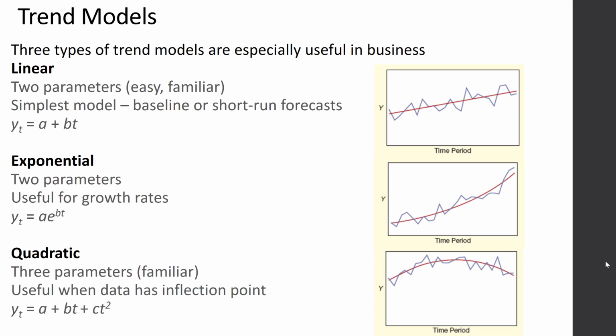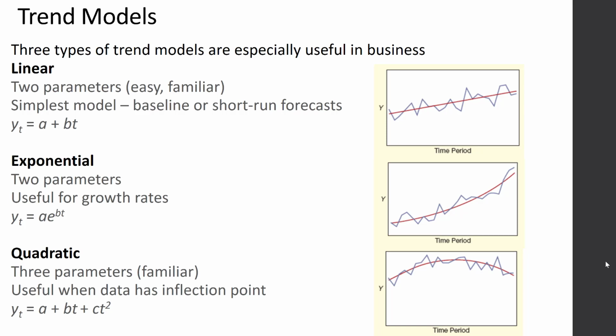All right, so let's talk about trend models first. We've got the linear model, which you're already familiar with because we've fitted simple linear regression. We've got the exponential model. It also has two parameters like the linear model, and it's useful for growth rates. You can see the picture on the right side over there.